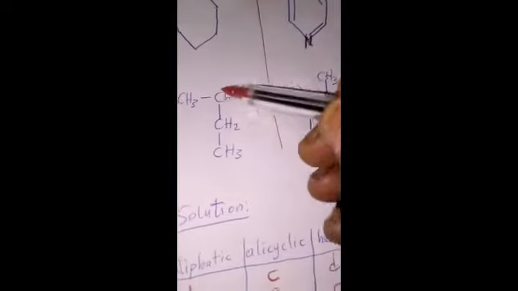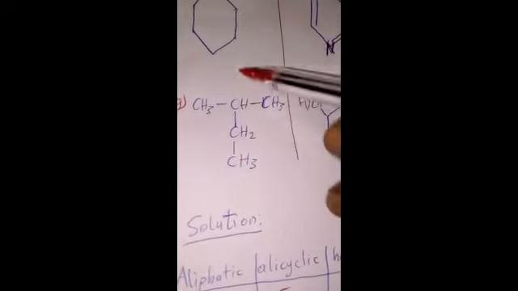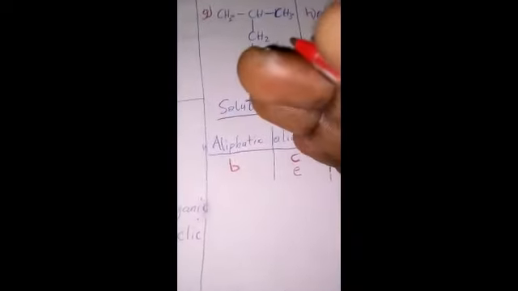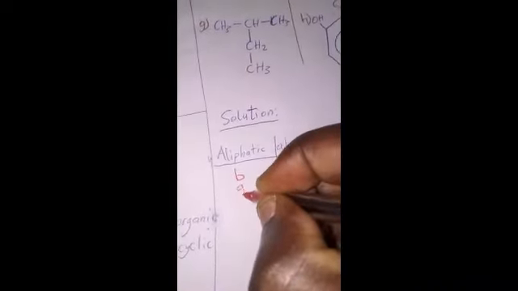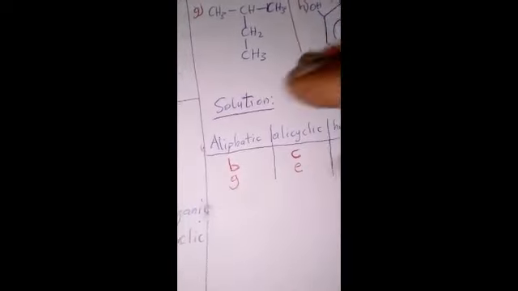Now let's look at the G. The G has a straight chain and a branch. Since there is a branch, it qualifies to be an aliphatic. Please watch the first video so that you can understand this clearly. So G is that. Now let's look at the last one over here, H.